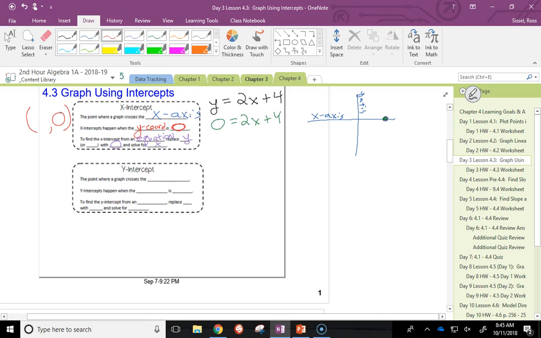0 equals 2x plus 4. So I would subtract 4 from each side, and have negative 4 is 2x. We solve that by dividing by 2. And I'm left with negative 2 equals x. So negative 2 is my x-intercept. My line will cross the x-axis at point negative 2, 0.